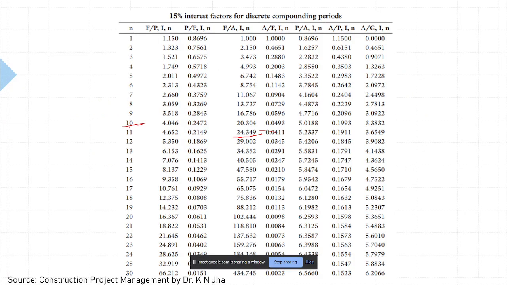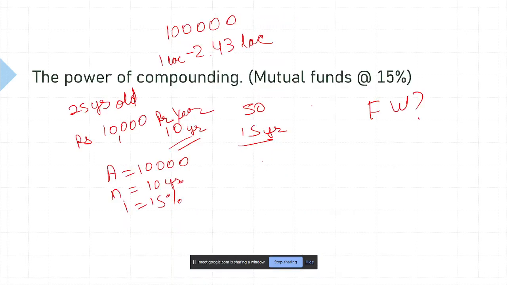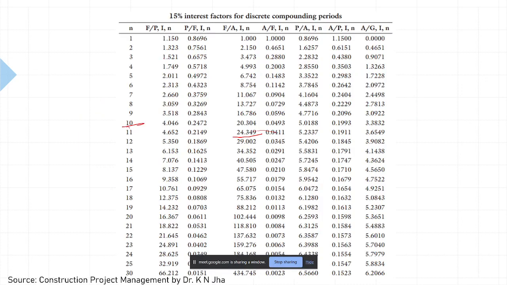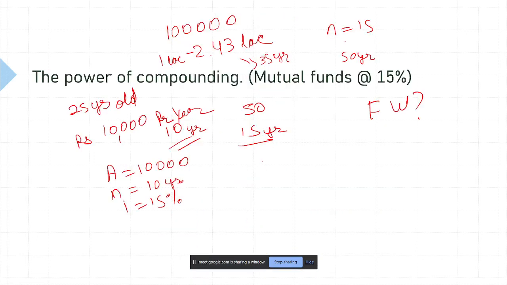Okay, going back to the table. Now for this case, your N is equal to 15. You already have the future worth at the end of 35 years, right? So for 50 years, future worth, N is equal to 15. I is also 15. So from table, P given F, because at the time of 35 years, it will become your present value, right? So for 15, it is 8.137. So at the end of 50 years, it would be 2.4 into 8.13. How much does it equate to?